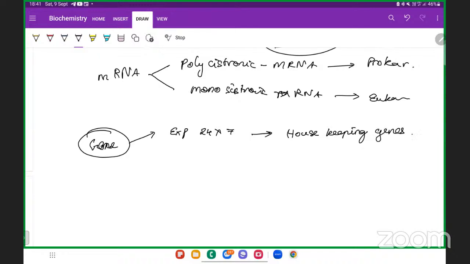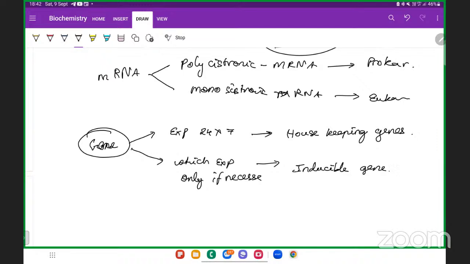Similarly, there are genes which express only when necessary. So there are two types of gene. One expresses 24/7, 360 days a year, and there is some gene which expresses only if it is necessary. The one which acts only if it is necessary, or otherwise stays silent, is called your inducible gene.